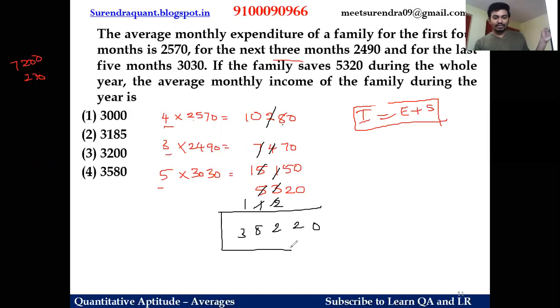So 38,220 is total savings and his total income, we can say. Savings and expenditure, nothing but income, right? So guys, this is the income for 12 months. But he is asking average monthly income.